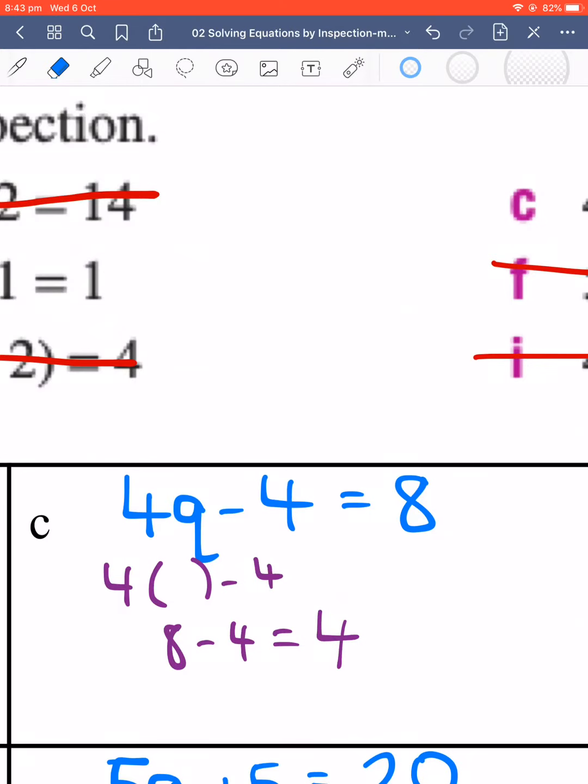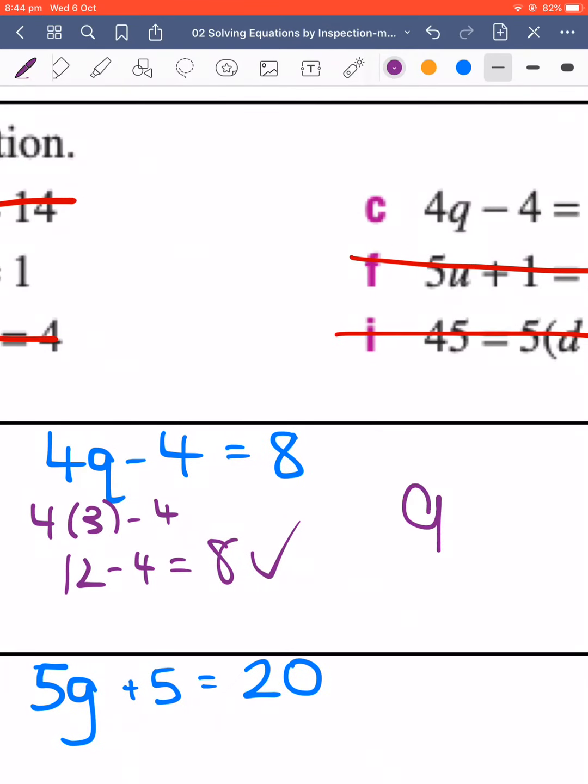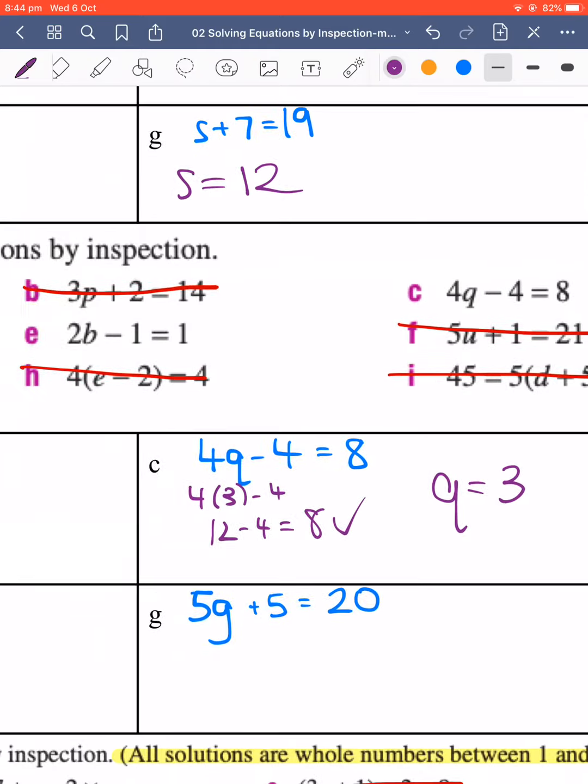So let's try another number. So let's try 4 times 4. So 4 times 4 is 16. 16 minus 4 gives me 12. Okay, we're getting closer. So let's try maybe 3. So 4 times 3 gives me 12. 12 minus 4 gives me 8. Beautiful. My left-hand side equals my right-hand side. So my answer for q, when I've played around with it, is 3.